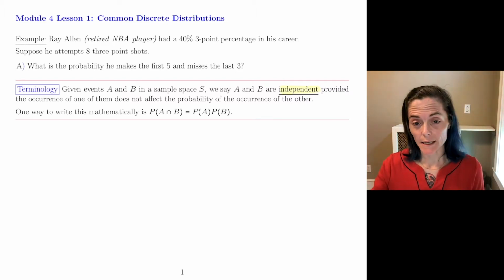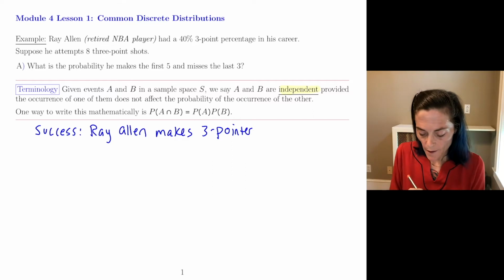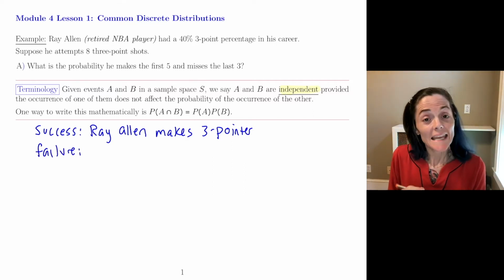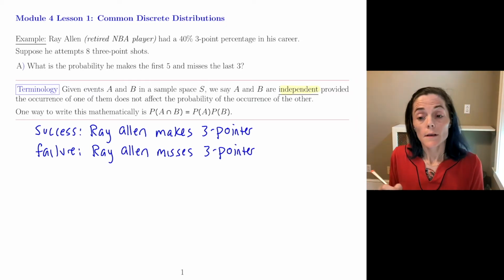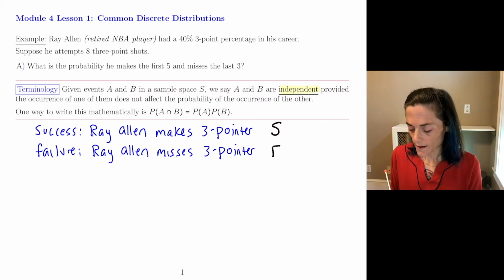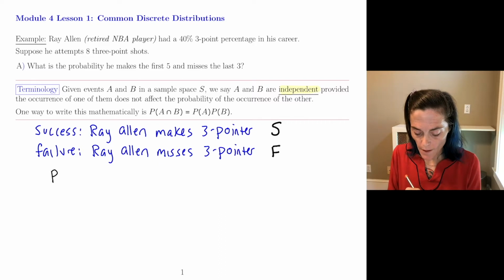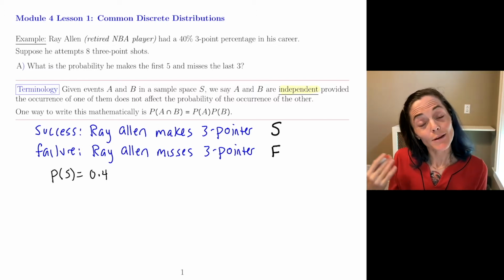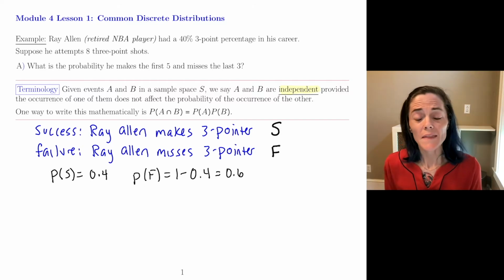Well, how does this have anything to do with the question? Let's suppose we call success on a single shot that Ray Allen makes the 3, and failure, that he misses. I will denote success by an S and failure by an F. Now, we know some things here. Based on his three-point percentage, we know the probability of S is 0.4. And there's only 2 possibilities here. Either he makes the three-pointer or misses. So the probability of failure would be 1 minus the probability of success, which is 0.6. That's just for one shot.